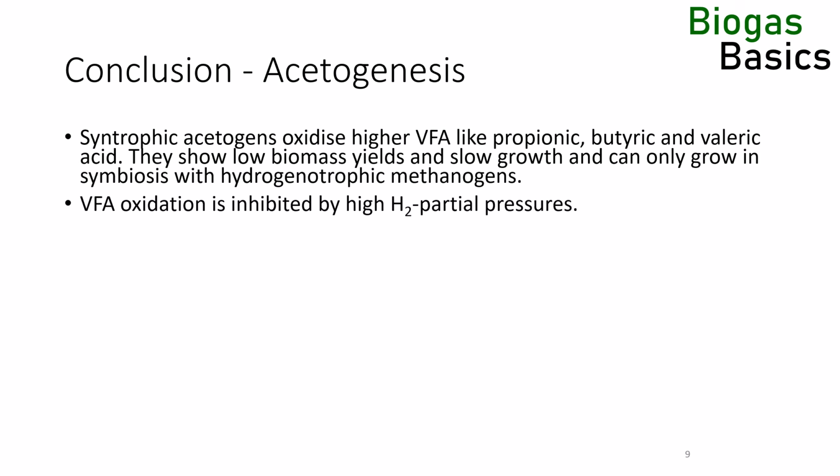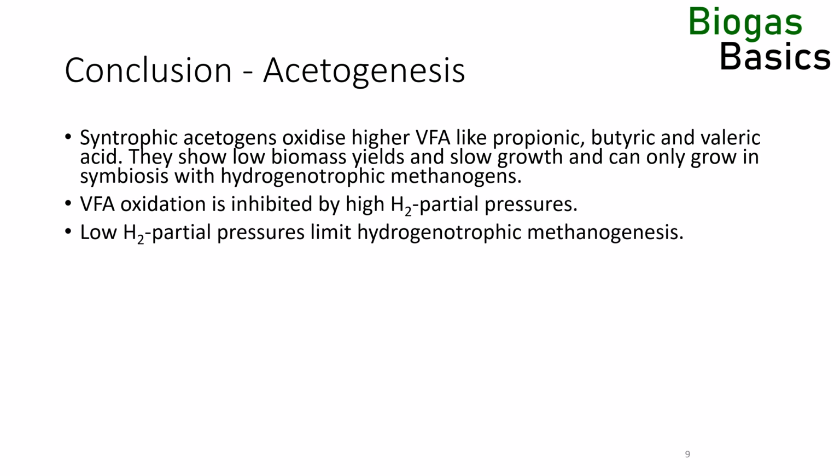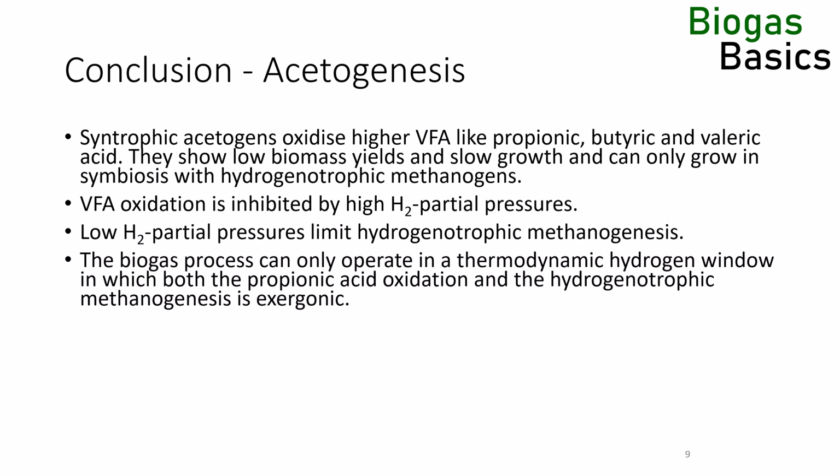The oxidation of propionic acid is most sensitive to high hydrogen partial pressures. Oxidizing propionic acid produces 3 moles of H2, whereas the oxidation of higher VFA only produces 2 moles per reaction. At low hydrogen partial pressures, the hydrogenotrophic methanogens will become thermodynamically limited. The hydrogen partial pressure in a biogas reactor is tightly controlled to the so-called thermodynamic hydrogen window, which is roughly between 10 to the power of -4 and -6 bar.